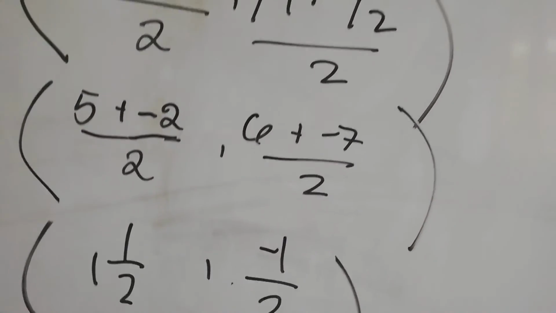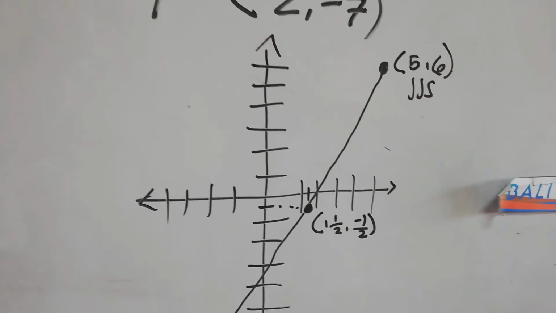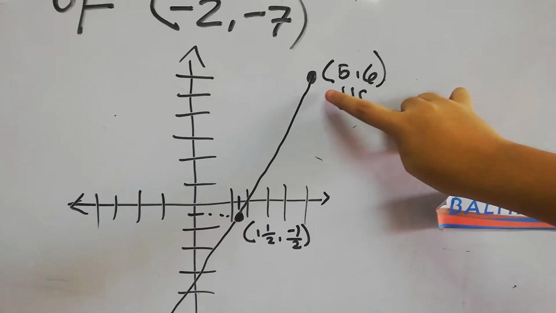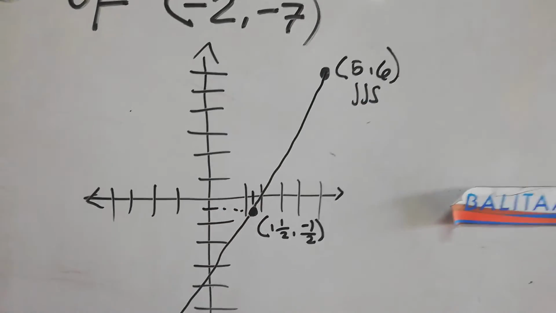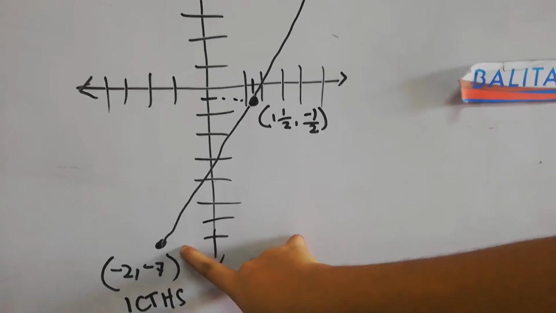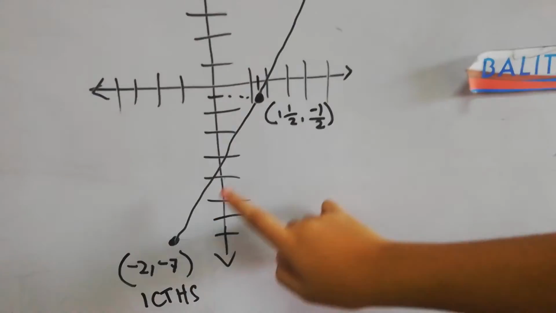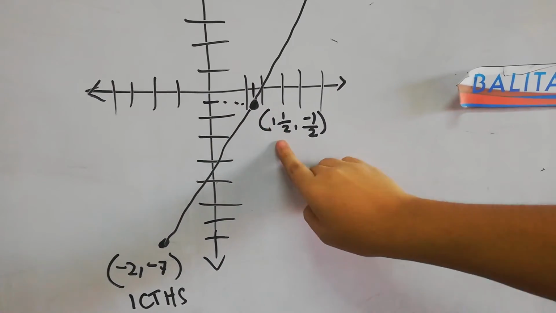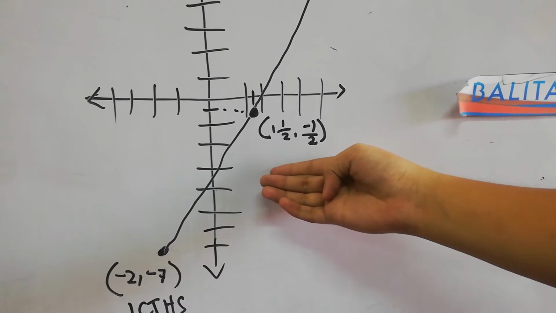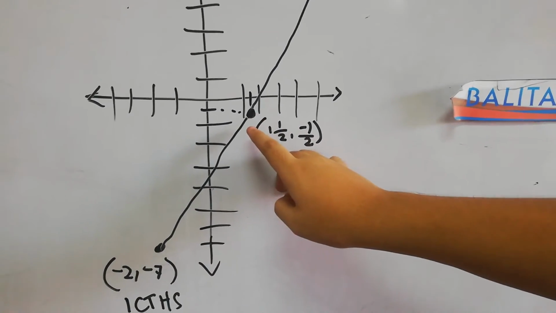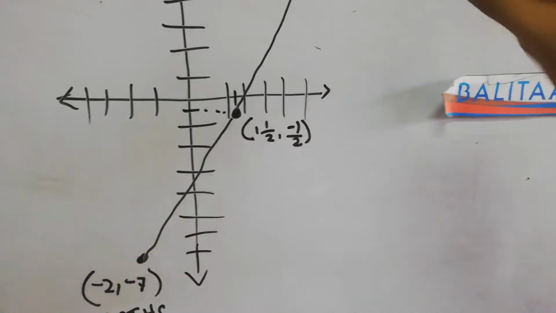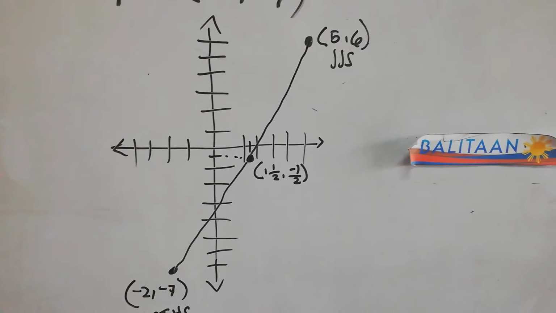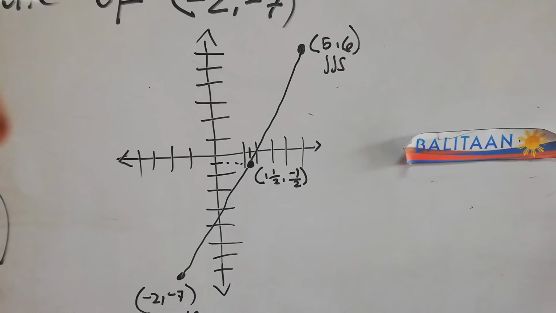And when we're gonna plot, right here is Jumbo General Sindalan and here is ICTHS. A while ago, we solved for their midpoint, and their midpoint, which is 1 and 1/2 and -1/2, is right here. Last, we're gonna connect all the points. That's it for midpoint formula. Next, we're gonna solve for division of line segment.